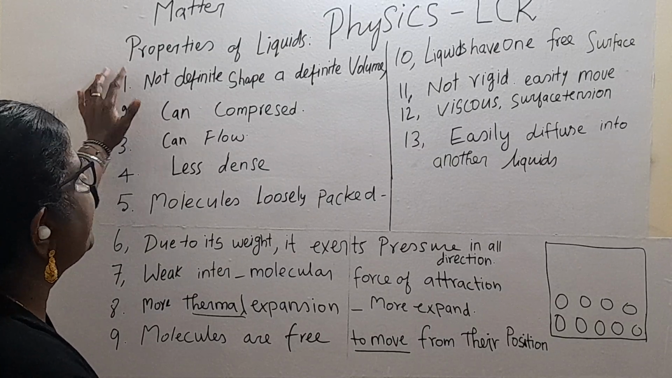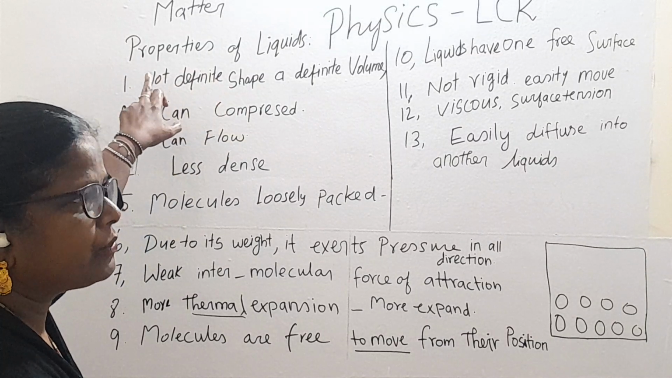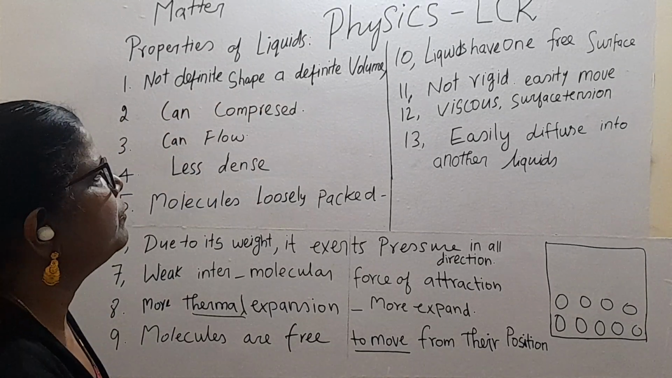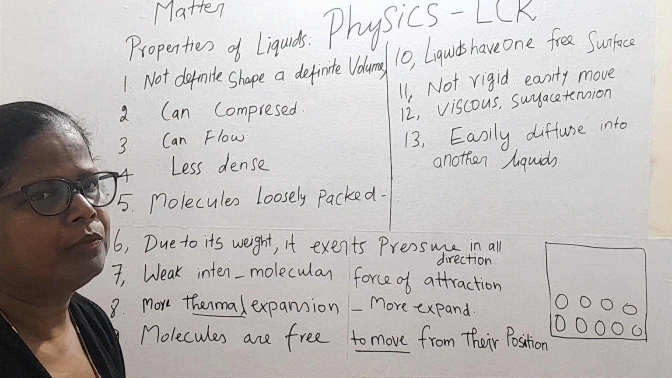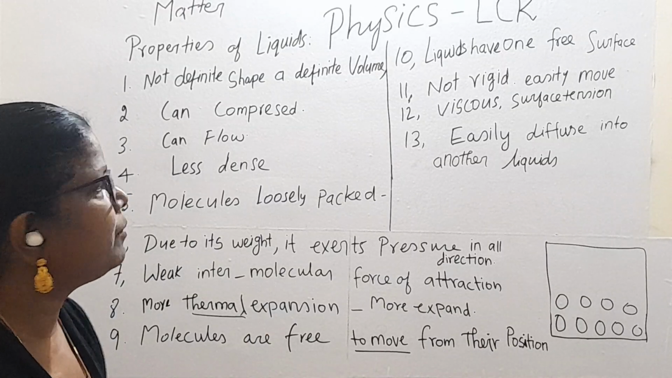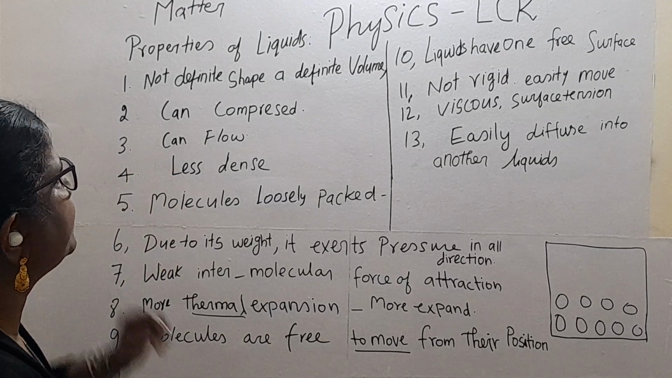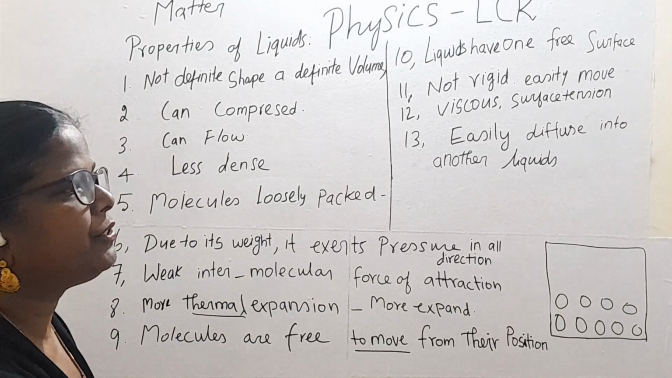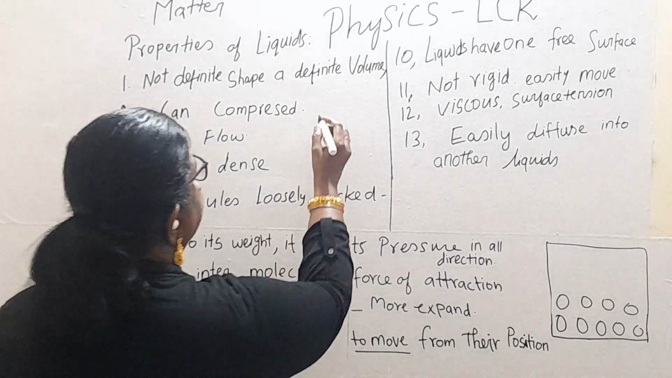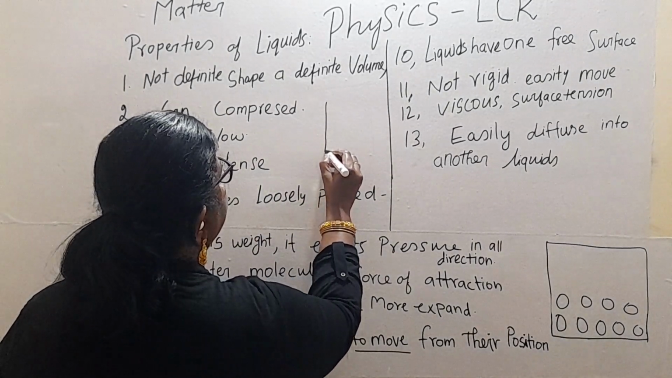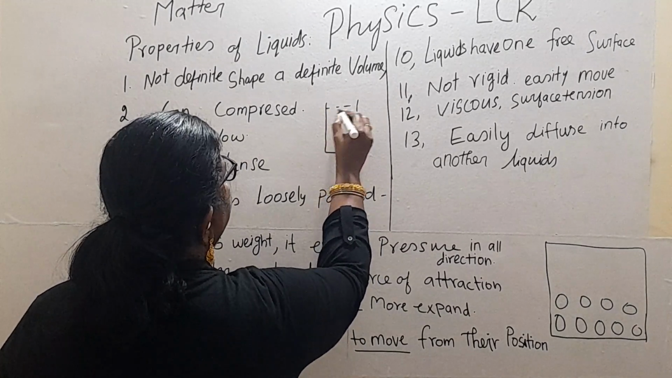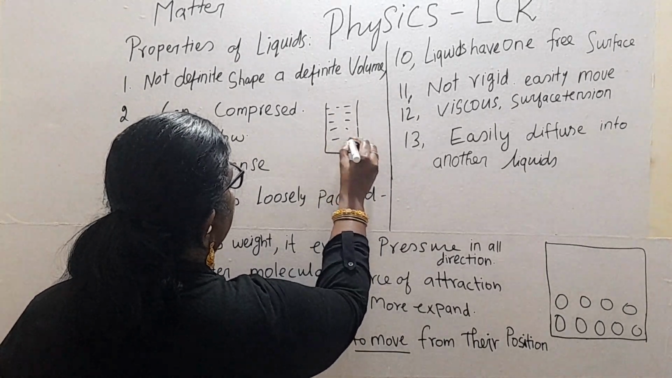Liquids do not have a definite shape, but they have a definite volume. Whichever container the liquid occupies, the liquid takes that shape. Suppose your container is like this shape, so the liquid gets this shape.